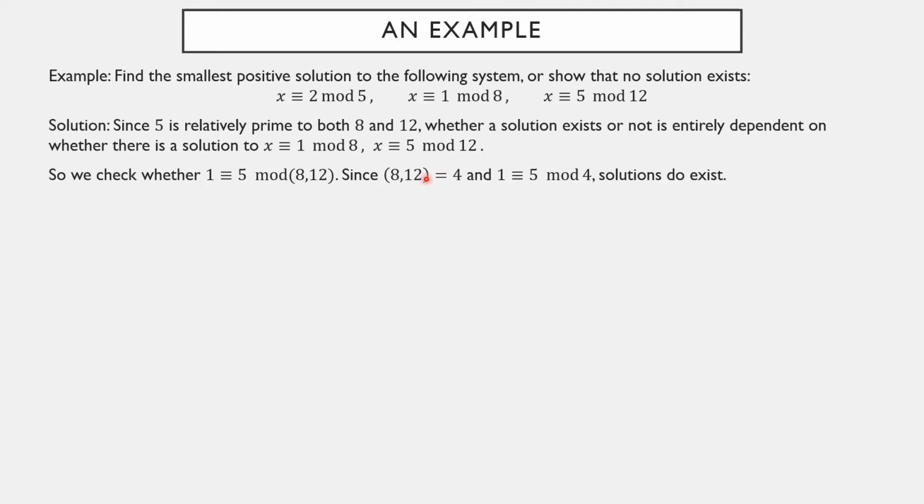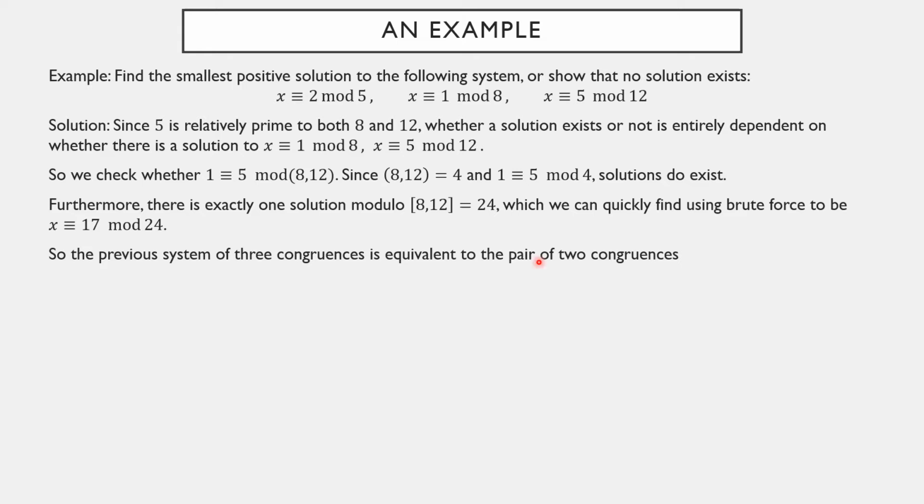However, let's just check. Do there exist solutions to both of these simultaneously? So I need to compute the greatest common factor of 8 and 12, that's 4, and then ask, is 1 equivalent to 5 modulo that number, 4? Yes, 1 is equivalent to 5 mod 4. So there are solutions to this pair. There will be a unique solution modulo the least common multiple of 8 and 12. Since that's definitely relatively prime to 5, I can then just claim there is a solution overall, and then I can try to find it.